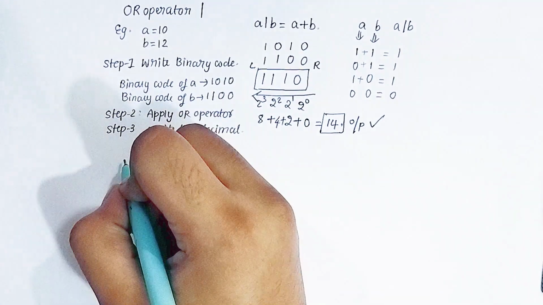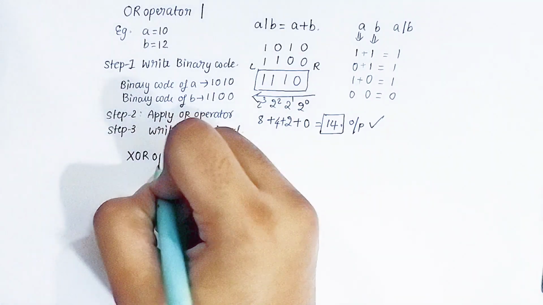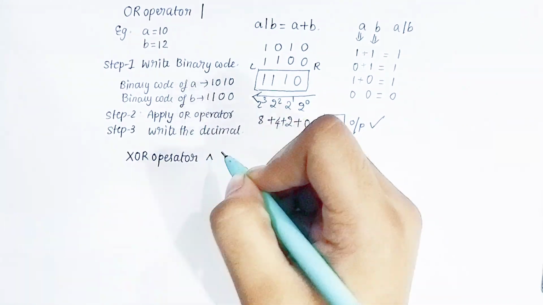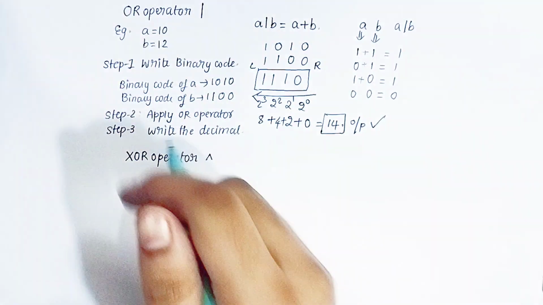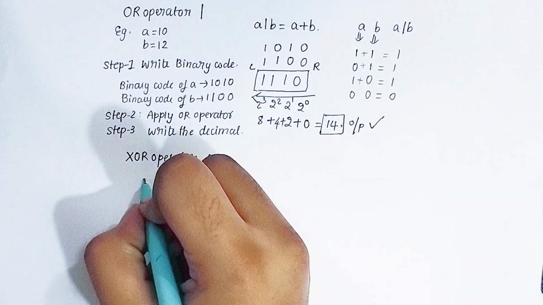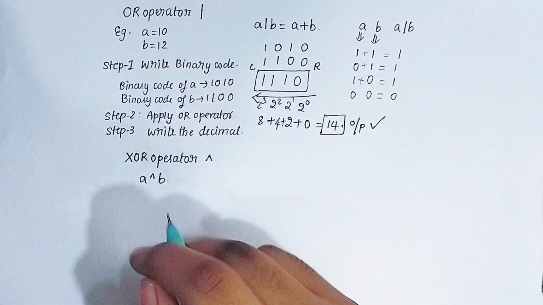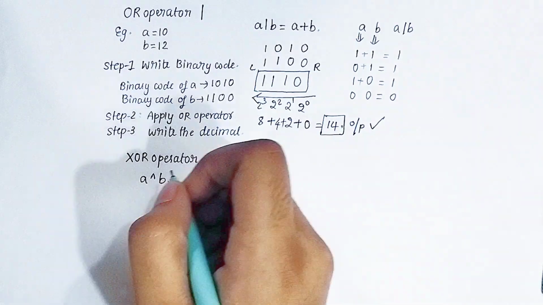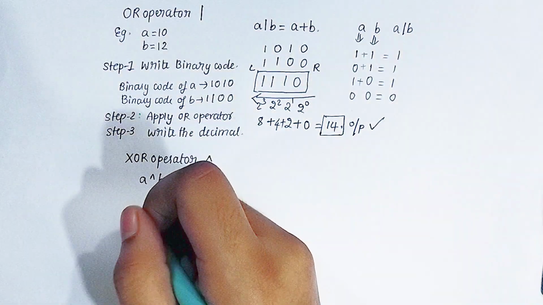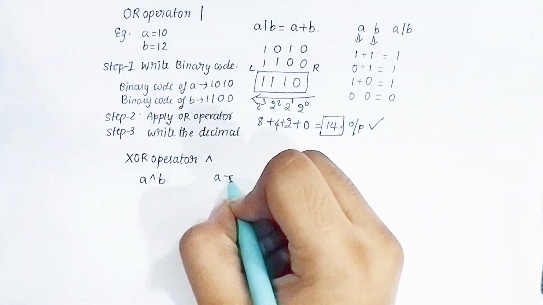Now let's try to understand the XOR operator. I'm going to explain it by differentiating it from the OR operator. And this is the symbol. It will be the same thing, just a little change. You have to write the binary code. That's step 1. This is basically similar to the OR operator, but not exactly the same. I'm going to use the same example in XOR as well.